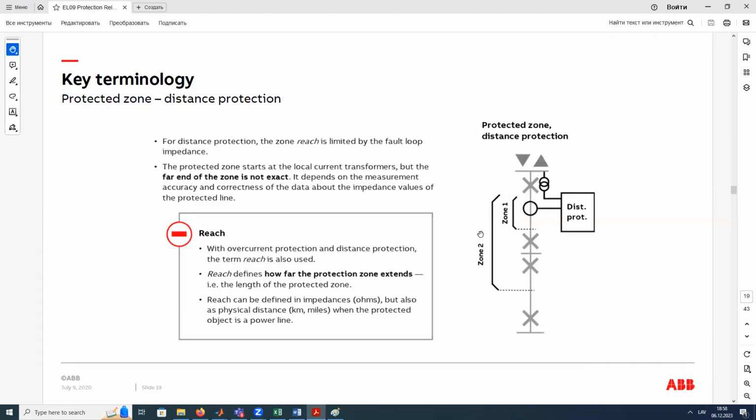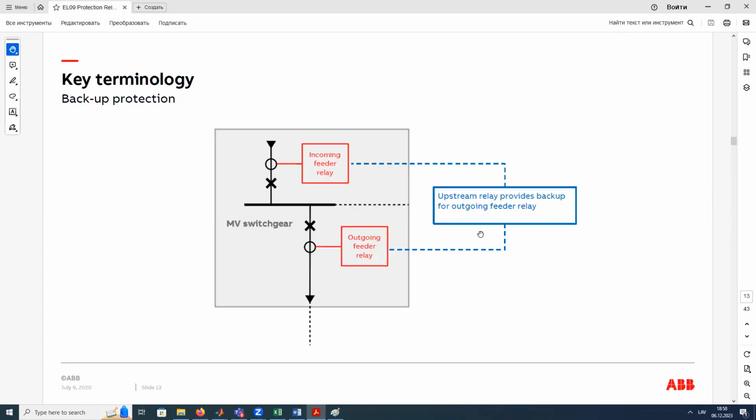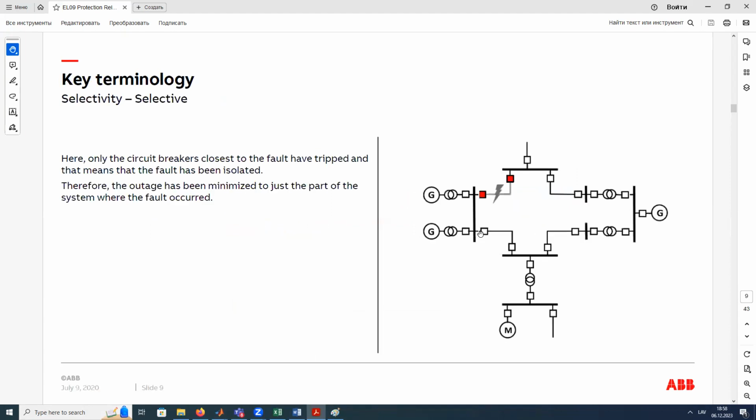And about this selectivity, we started to talk about the selectivity, and we need to come back here to this slide and say some words about the selectivity and selective operation. Here, for example, we have a distribution network with a closed loop. It's a quite typical rural network where we have different substations, and all this is closed in a loop. And we have a fault here.